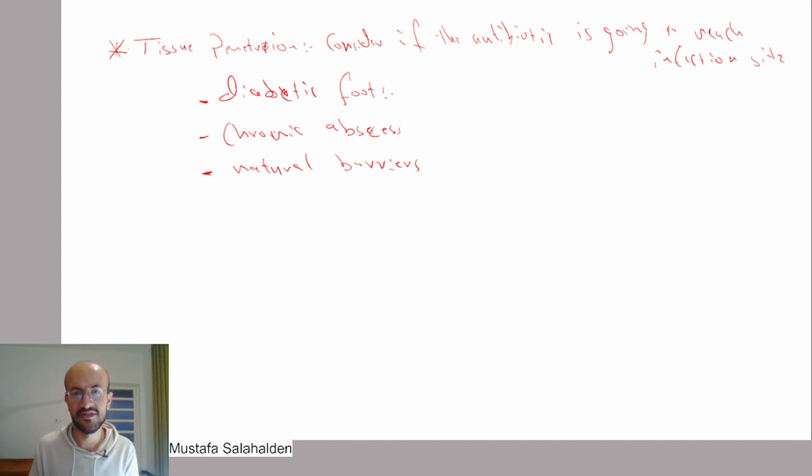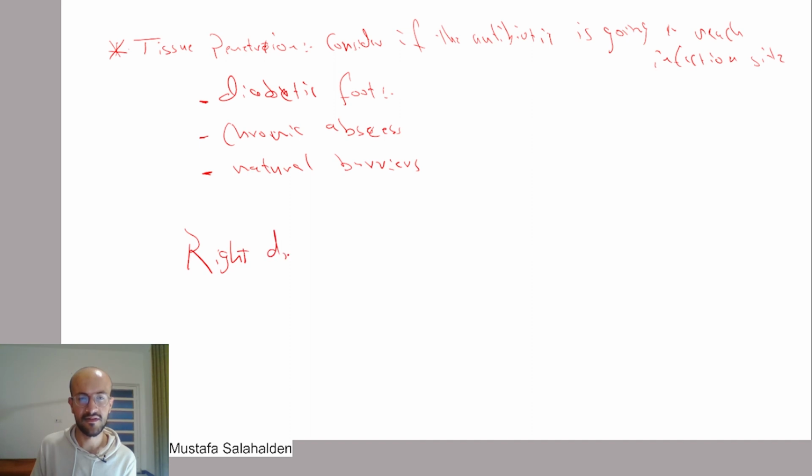But sometimes you choose an antibiotic that can go through the barrier, and it is best with antibiotics that have high fat solubility and low molecular weight. They can penetrate the natural barrier, and they work well with infections that happen in body parts that have natural barriers.